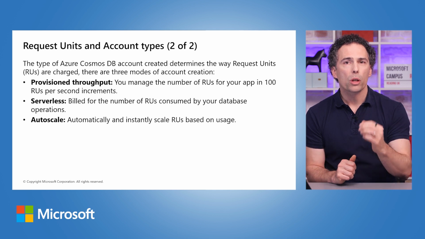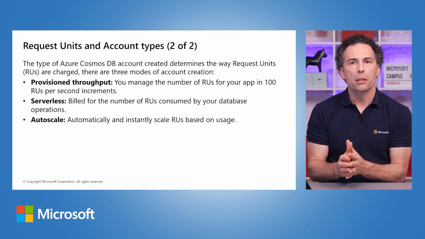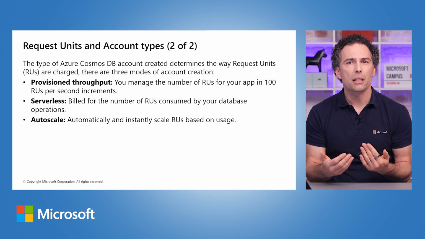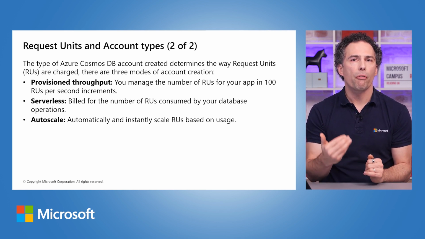This mode works very well for mission-critical workloads that have changing or uncertain traffic patterns and need SLAs on high performance and scale. Where are these RUs visible to us? How can I tell how many RUs have been used? Follow me to the next demo and I'll show you.